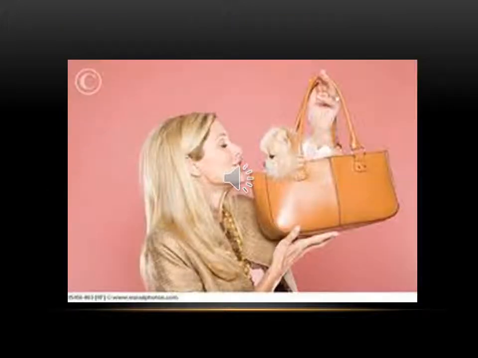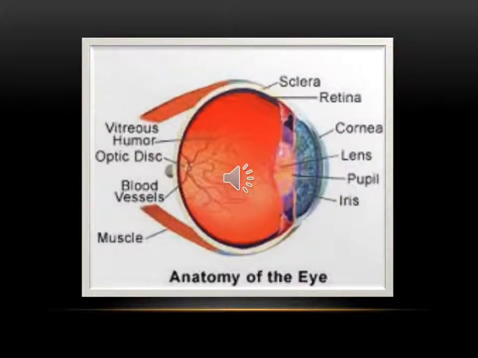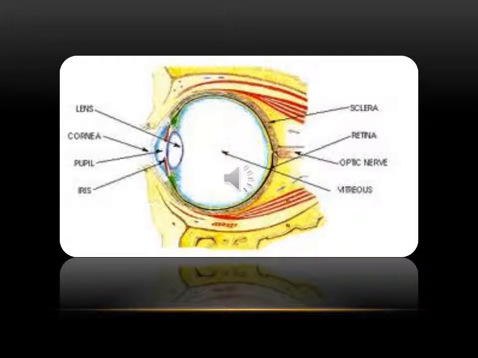Light rays bounce off the dog's image in this picture and come back to the woman's eyes, where light enters through the cornea. Next, light rays go through the pupil, which is really a hole in the iris. The iris then controls how much light goes into the eye. The back of the eye is very important.